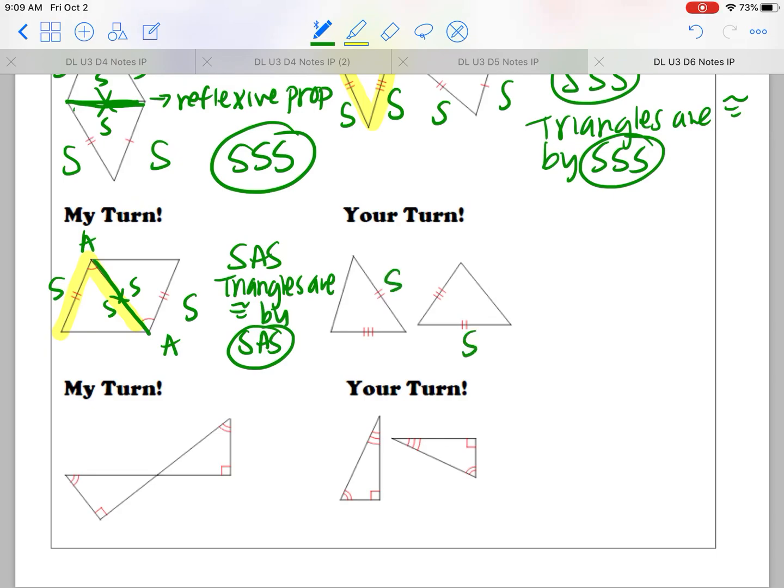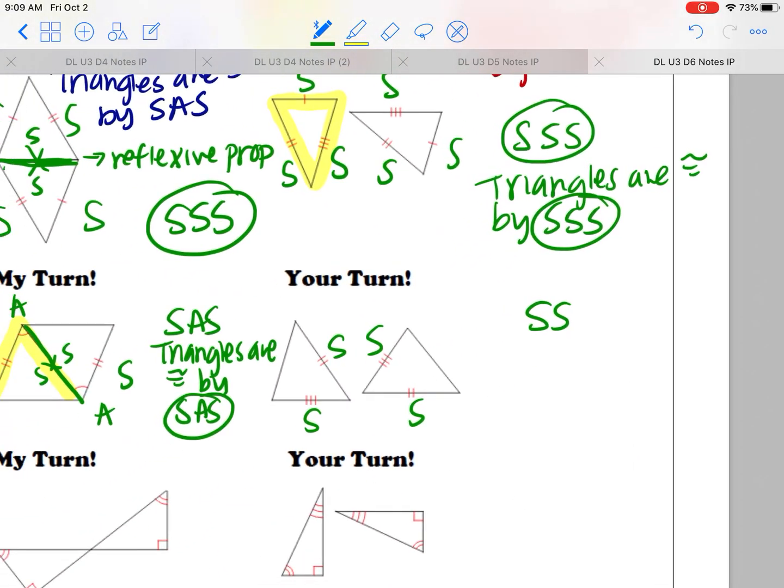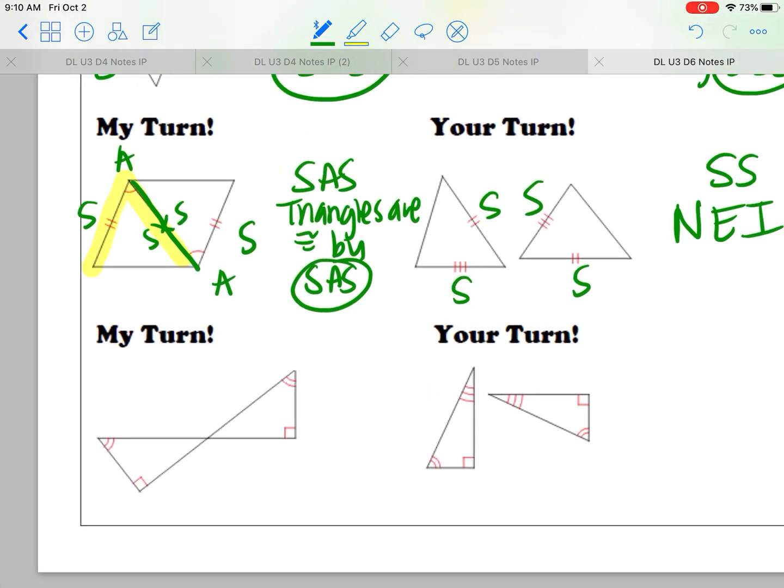On the next one, we have a pair of sides with two markings, and then another pair of sides with three markings or ticks. So here, I cannot add anything else. I don't know anything about the angles. I don't know anything about the sides. So here we only have side, side, and notice that's not one of the shortcuts. We need at least three items. In this case, we would need to know that the third pair of sides are also congruent, but there's nothing that is going to support that. So this is not enough information, and we don't know if the triangles are congruent or not.